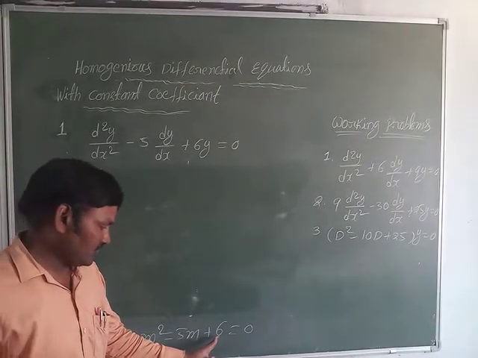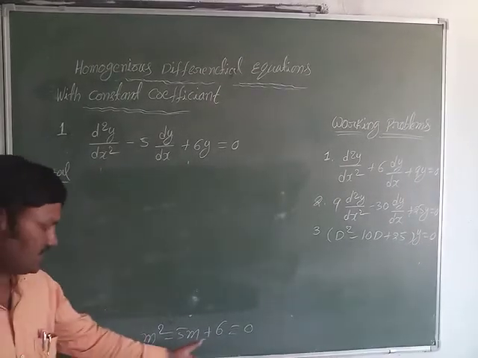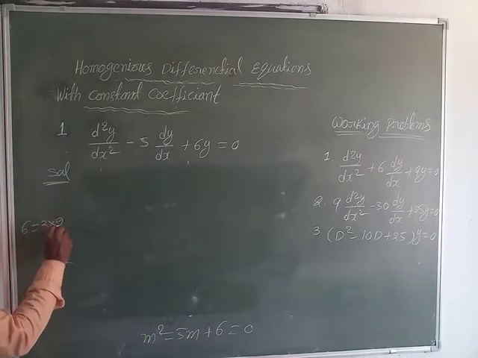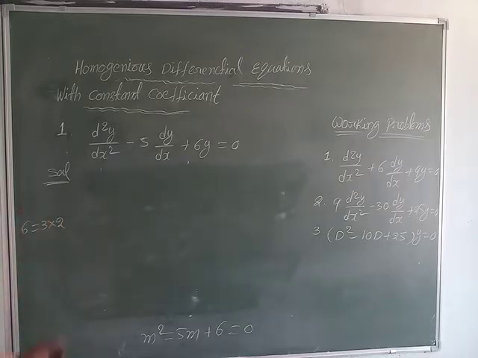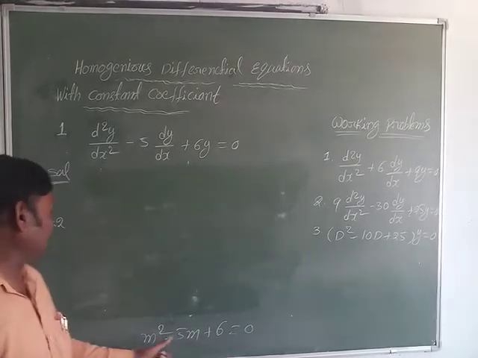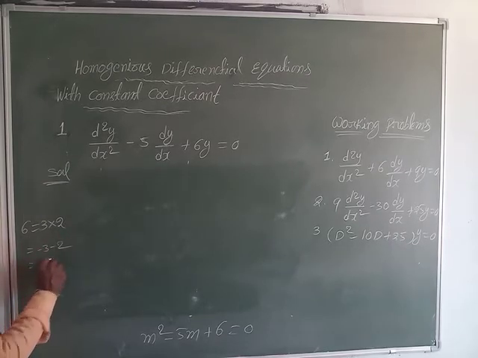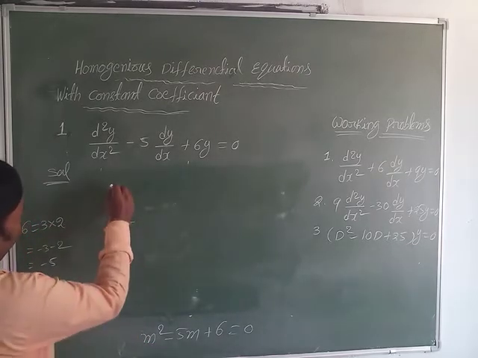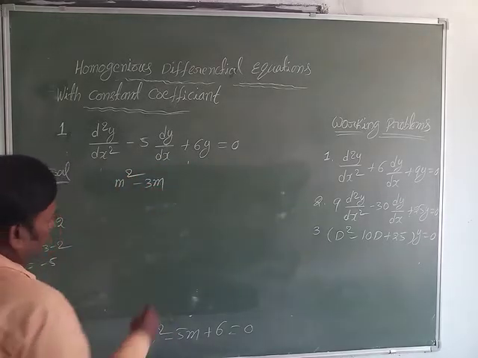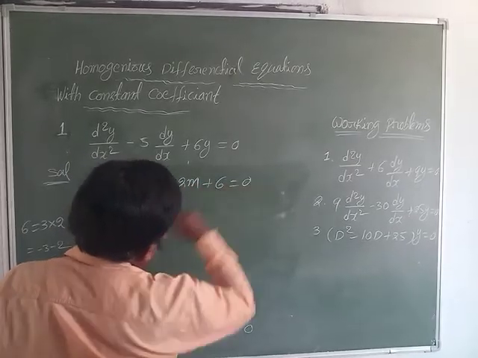Here the constant value is 6, and the coefficient of m square is 1. 6 into 1 is 6. The factors of 6 are 3 into 2; 3 times 2 is 6. Either adding or subtracting, that value is the coefficient of m. Here it is minus 5, so we take minus 3 and minus 2, that means minus 5. Now we change the equation like this: m square minus 3m minus 2m plus 6 equal to 0.